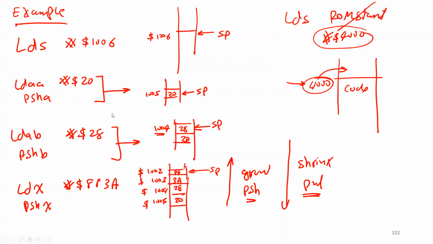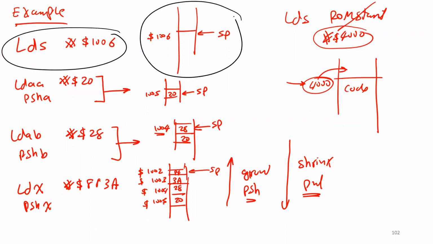Okay, guys. So as you see here, I have an example. Look here, what I want to do. I'm going to say, for example, load stack pointer 1006. Again, I told you in the lab, I'm going to make it 4,000 in the lab. But I'm going to set some random numbers here, okay? So for example, I'm going to say stack pointer at 1006.